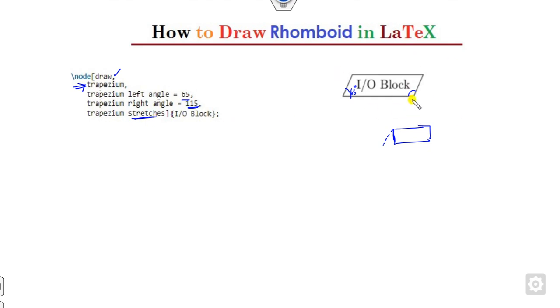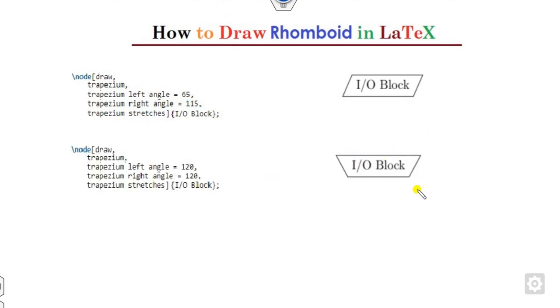and you can use the stretch command for the fixed fitting. Whatever you have used here, the input output block, you can write here, and make sure that the semicolon must be there. Similarly, you can put them like here. What is the left angle here? This is my 120 degree. What is the right angle? It is my 120 degree. So you can put them as trapezium left angle 120, trapezium right angle 120. You can change them to be 60 degree or 175 and so on.